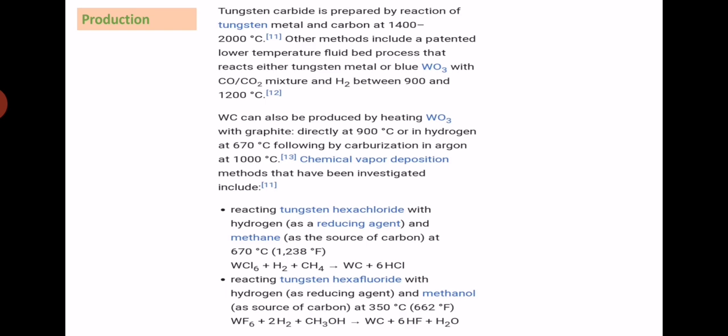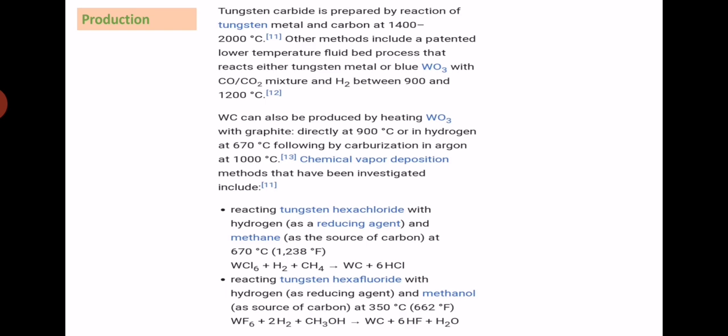WF6 plus 2H2 plus CH3OH. WF6 is tungsten hexafluoride, plus 2 molecules of hydrogen, which have the role of a reducing agent, and plus CH3OH, that is methanol, that gives us WC, that is our tungsten carbide, plus 6 molecules of HF, hydrogen fluoride, plus H2O. This is the production method. Sorry, got this?